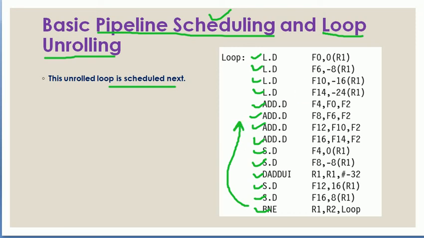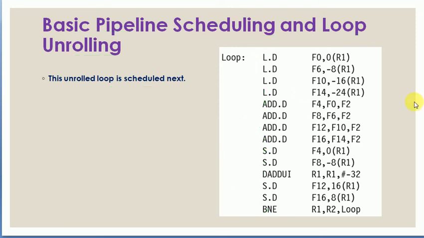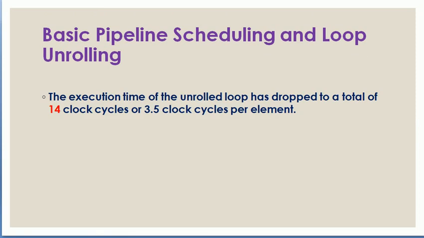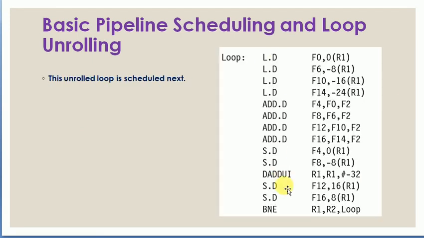Now what is happening is, you can see that the total execution time of the unrolled loop has dropped to a total of 14 clock cycles. Before it was 27 clock cycles. When it is being reordered, we can see that there won't be much delay in between. So 4 plus 4 is 8, plus 2 is 10, 11, 12, 13, 14. If it is ordered in this way, there won't be any stalls in between these instructions.